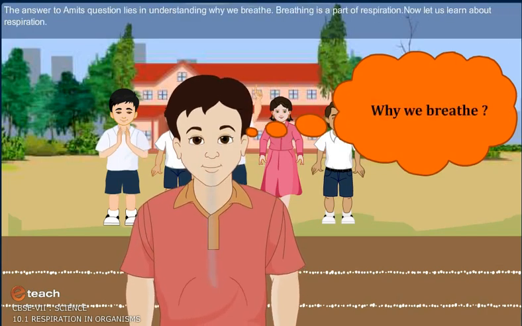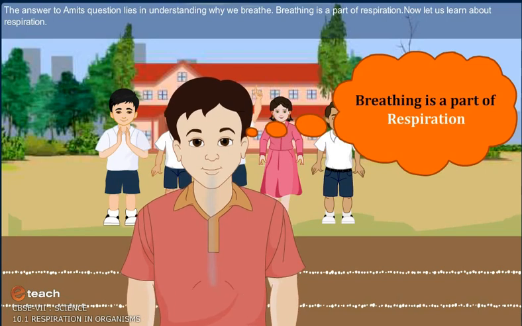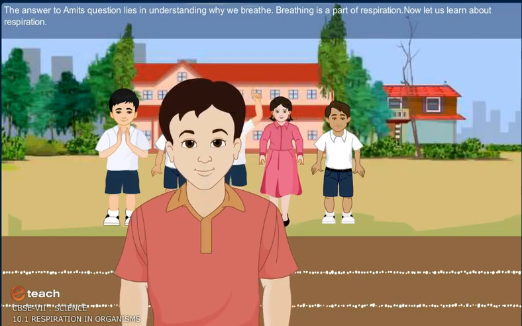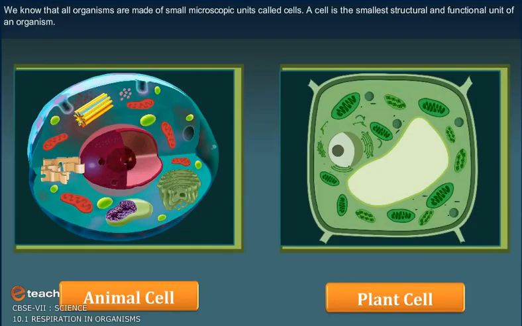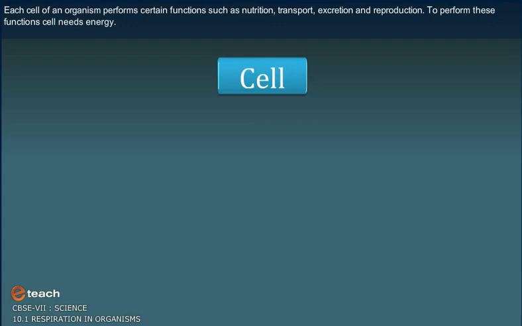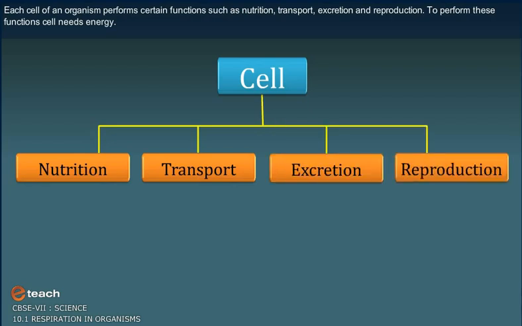The answer to Amit's question lies in understanding why we breathe. Breathing is a part of respiration. Now, let us learn about respiration. We know that all organisms are made of small microscopic units called cells. A cell is the smallest structural and functional unit of an organism. Each cell of an organism performs certain functions such as nutrition, transport, excretion, and reproduction.